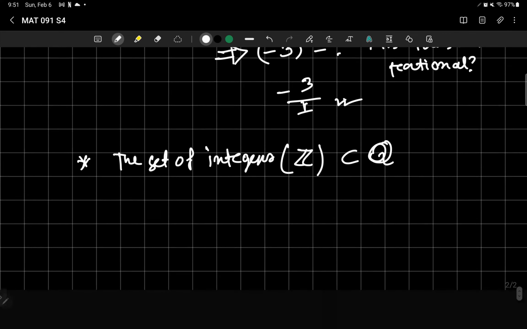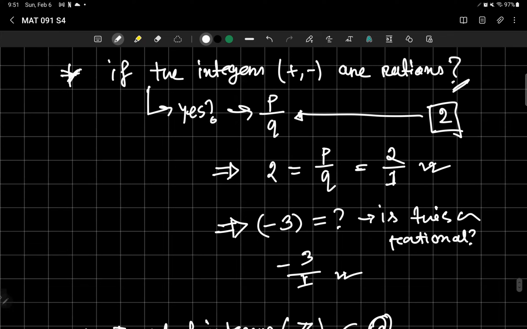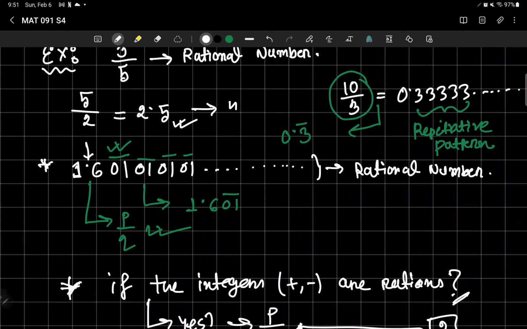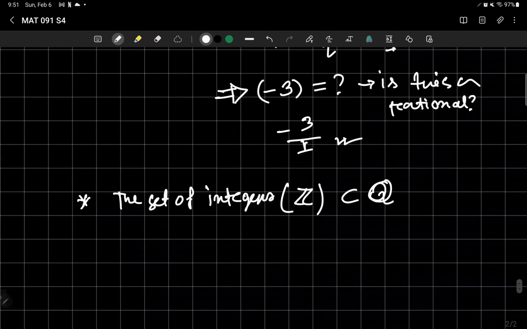Okay, good. So any questions on rational numbers? Sorry about that. Yeah, any questions? If not, I'll move on. So what I can do now is define the set of integers. The set of integers contains numbers like this.